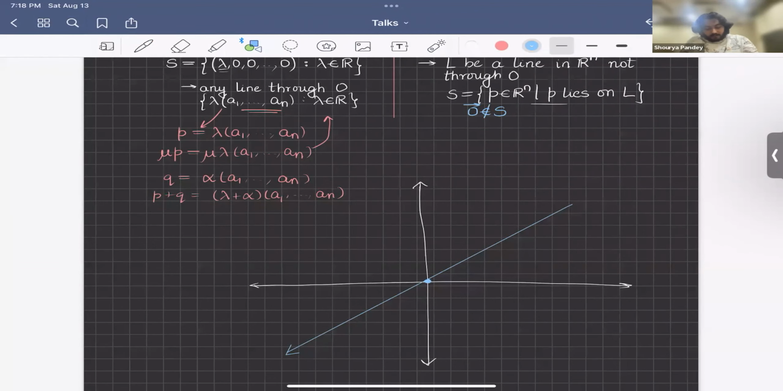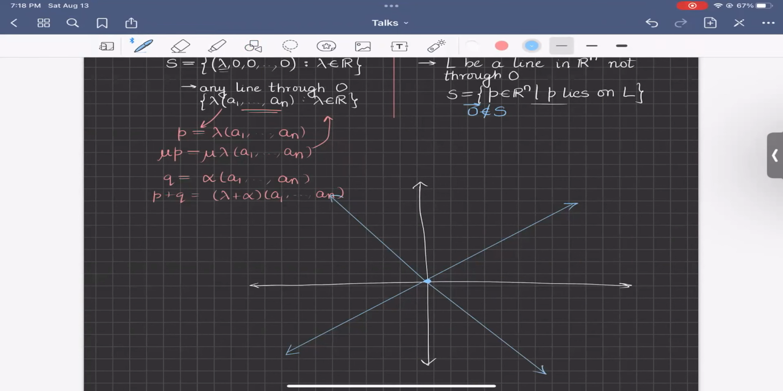What about the union of two lines? So this is a line and this is a line. That doesn't look straight, but it's fine. Yeah, this also should be a vector space. This should not, right? Yeah.